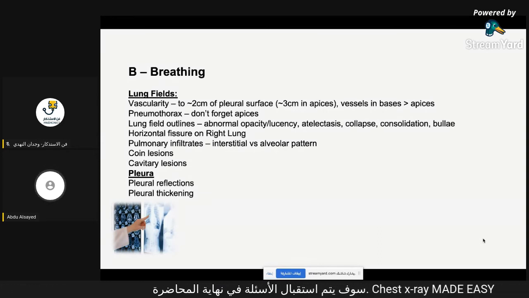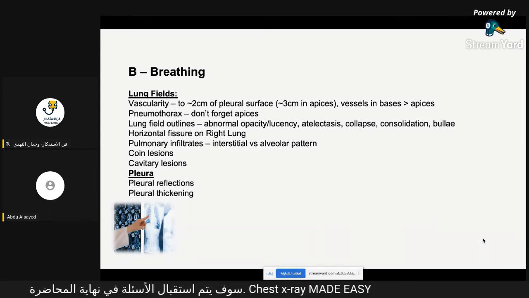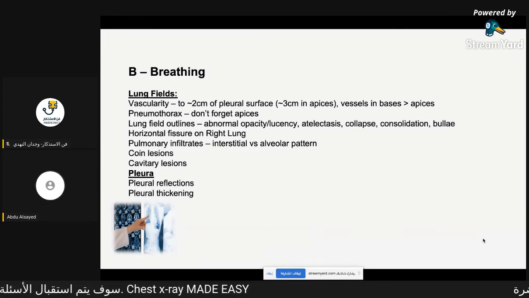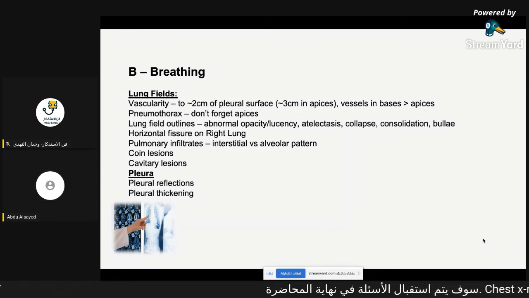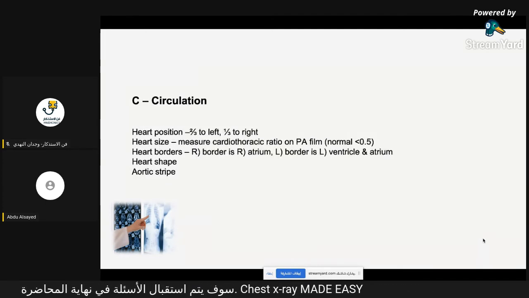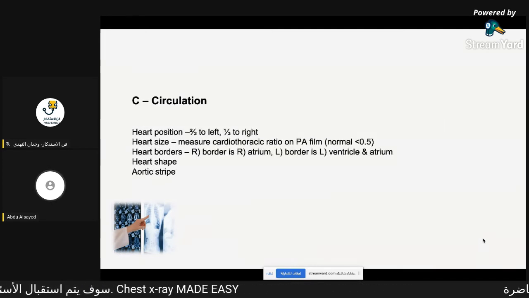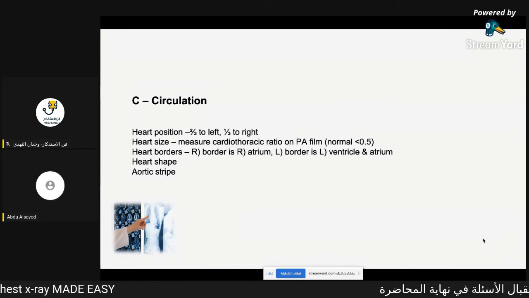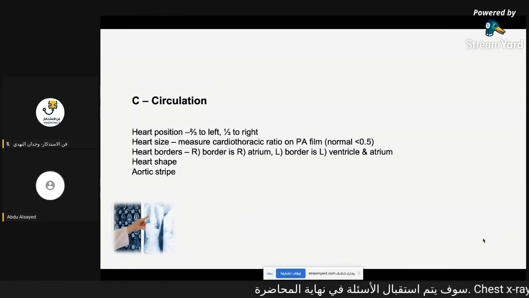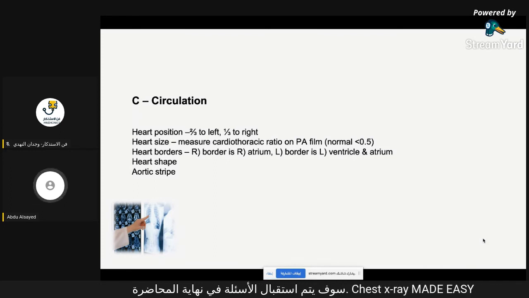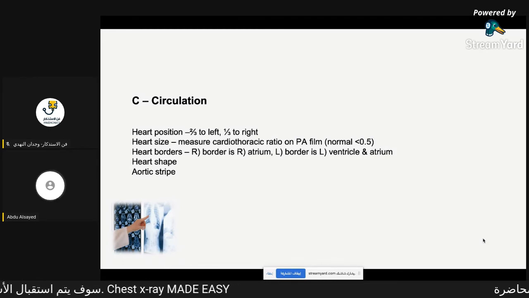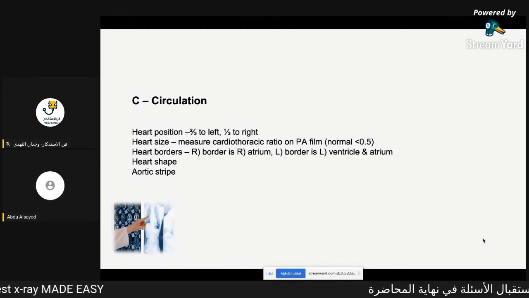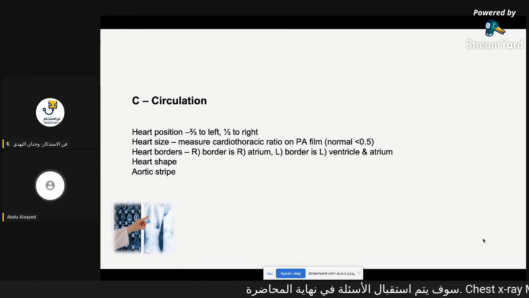C stands for circulation, which is the major part on our chest X-ray. Chest X-ray is not just for the lung. It gives us a good interpretation about the heart function, the heart size, the heart borders, and the shape and position. For the heart position, it should be 2/3 on the left side, and 1/3 of the heart should be on the right side.